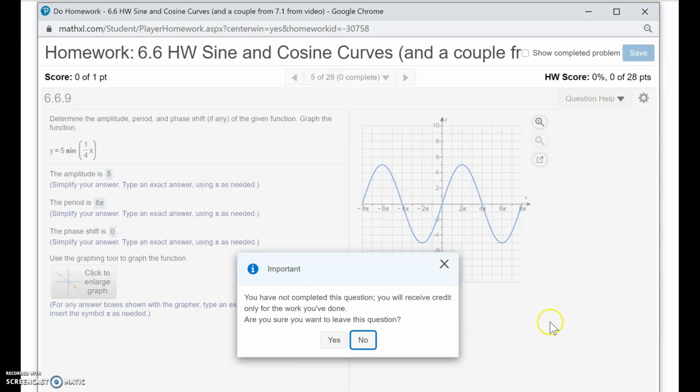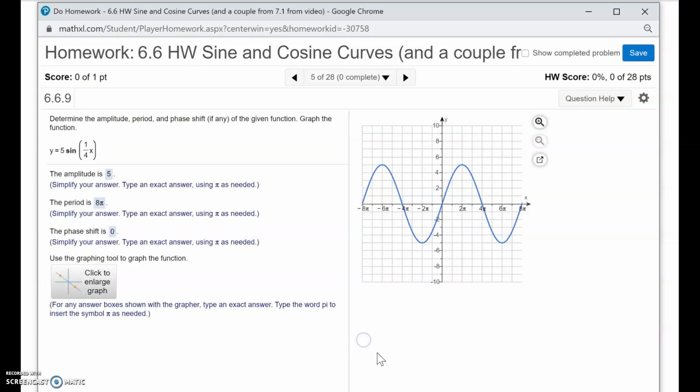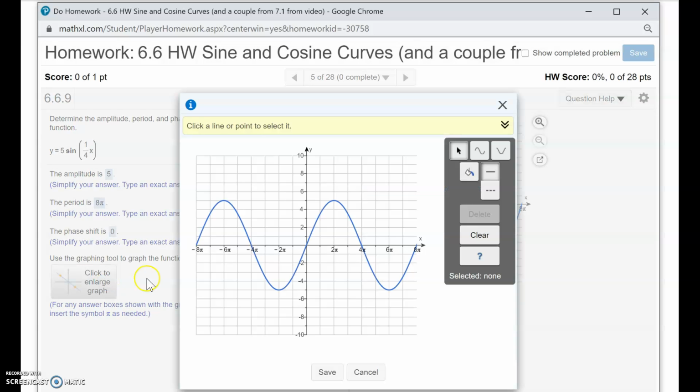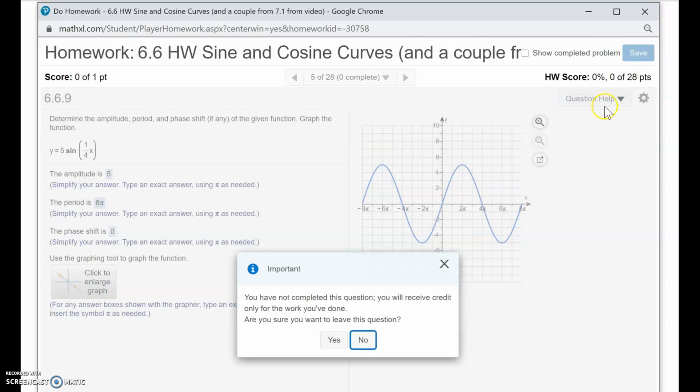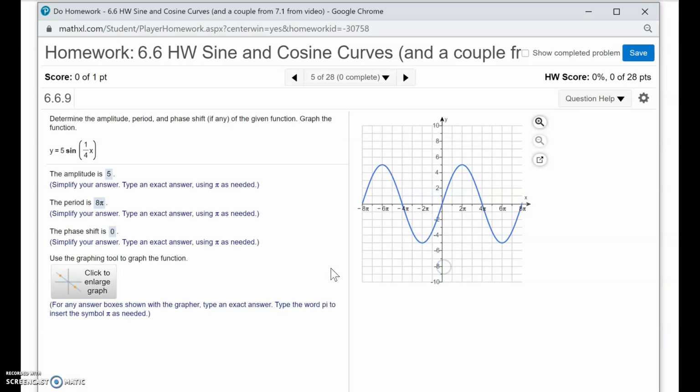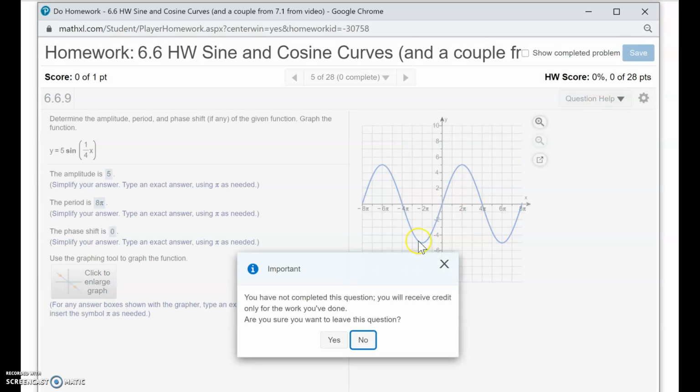Uh-oh, you've not completed the question you received for credit. Show you one of these questions. No. What did I do? What did I miss here? What did we not do? 5, 8 pi. Click the graph using the function for any answer box shown. Grapher, type exact answer, word pi. I don't know. I think we did everything. Let's see what happens.